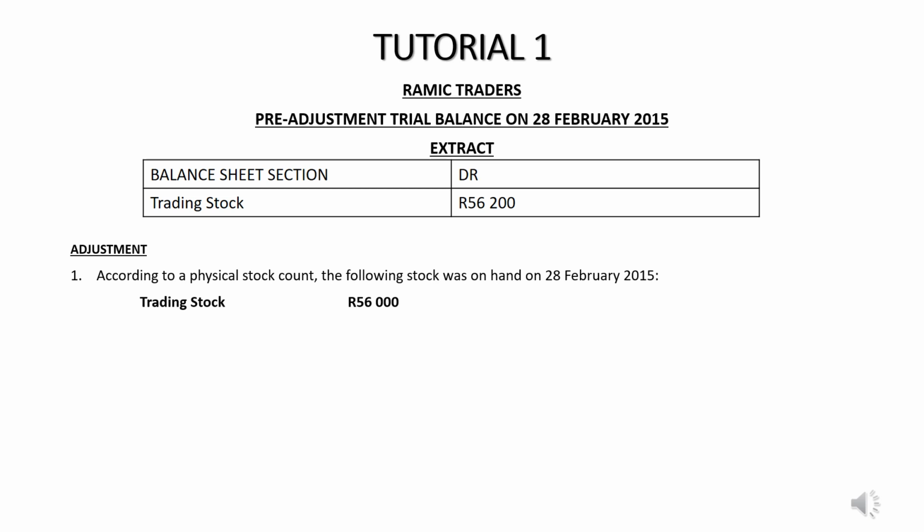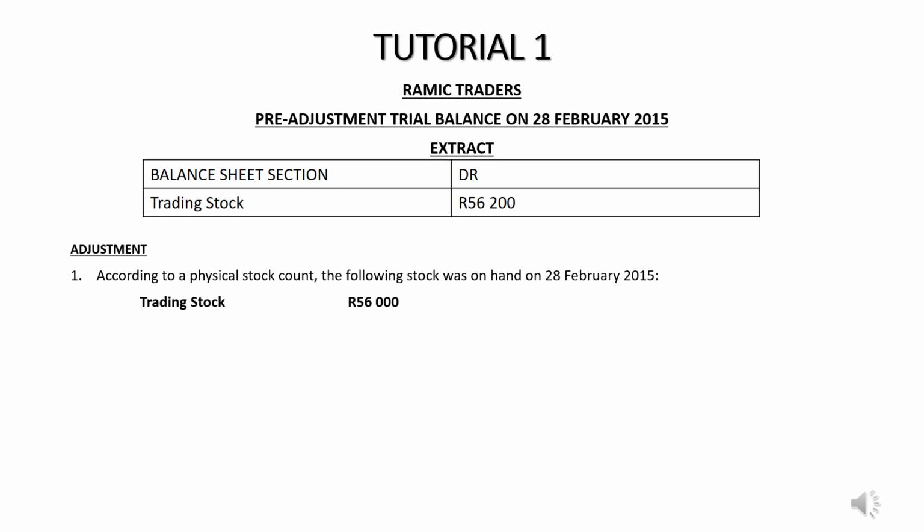So according to our solution now, you had a balance as per trial balance of 56,200, and you have a balance as per adjustment which is 56,000 rand. So that gives us a difference of 200 rand. That difference of 200 rand, we call it a trading stock deficit. Why do we call it a trading stock deficit?